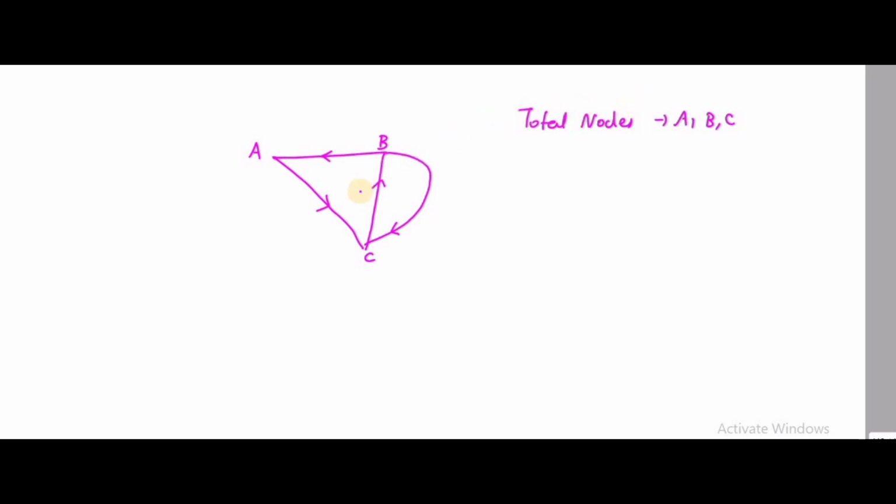And the branches, the arrow marks: 1, 2, 3, 4, right? So let me term them as 1, 2, 3 and 4. These are your branches, so totally 4 branches.